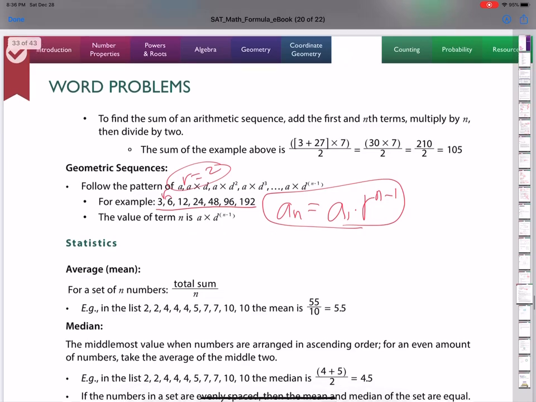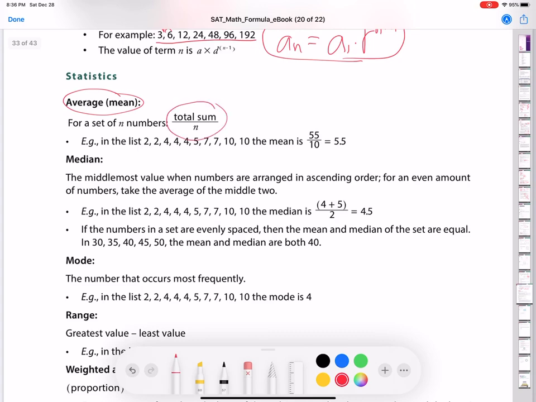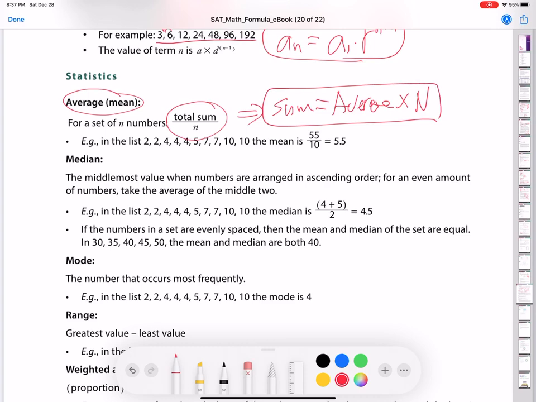Got it? Okay, statistics. Average or mean. I can find the average, total sum divided by n, but many average problems actually use the sum formula instead of the average formula. Sum of all data is equal to the average or mean times the number of data. Use the sum formula instead of the average formula in many cases.